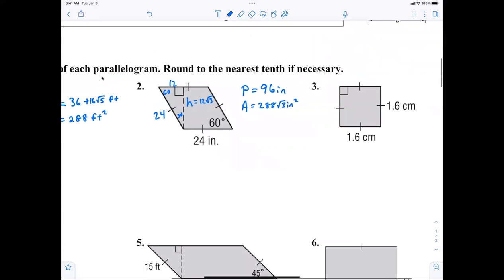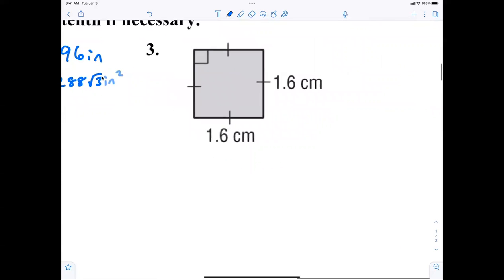All right, here we go. Easy enough. Perimeter is what? 6.4 centimeters. Area is 2.56 square centimeters. Easy enough, right? All right, here we go.